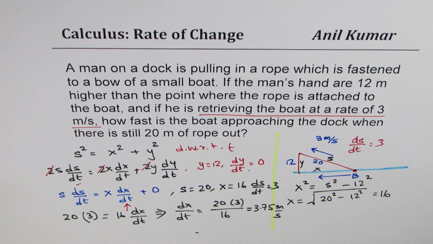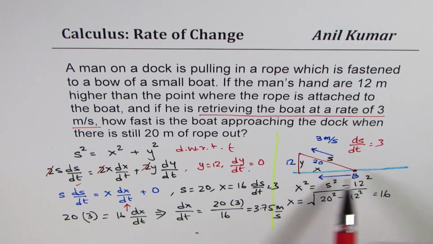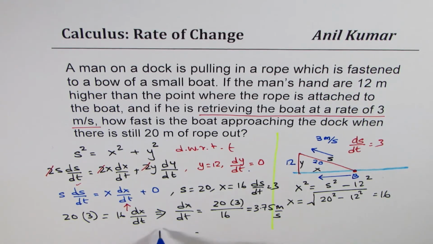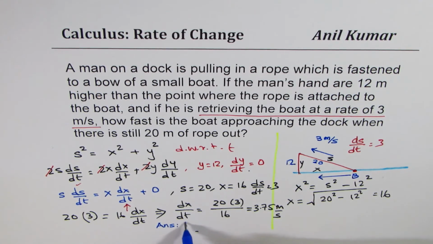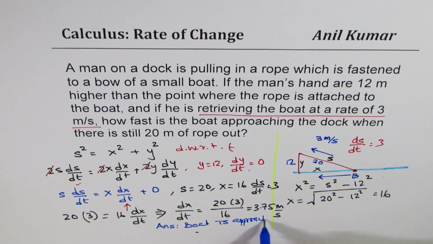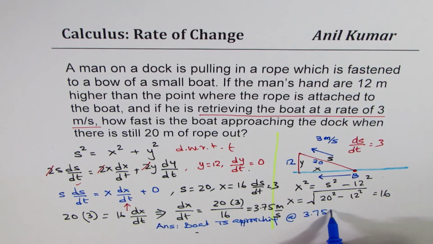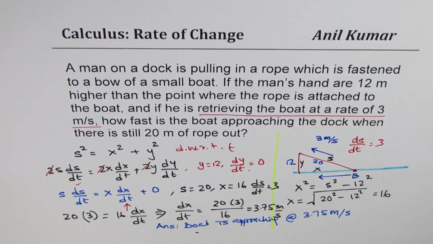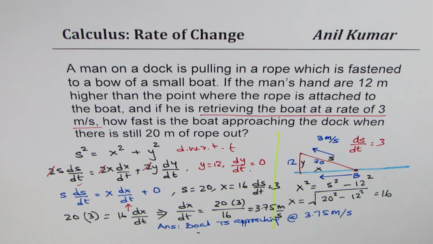Now here there is one very important thing to understand, and that is, since the distance is decreasing, we'll say it is approaching at this speed, right? So the answer, we'll write down the answer as, the boat is approaching at the rate of 3.75 meters per second. Do you see that? So that is what we should be doing.